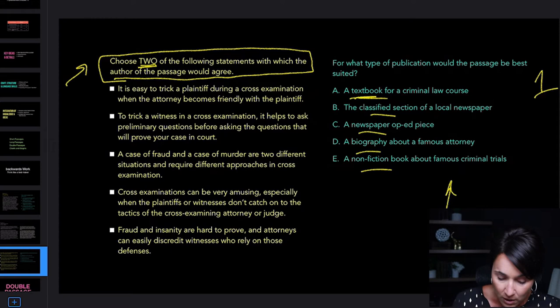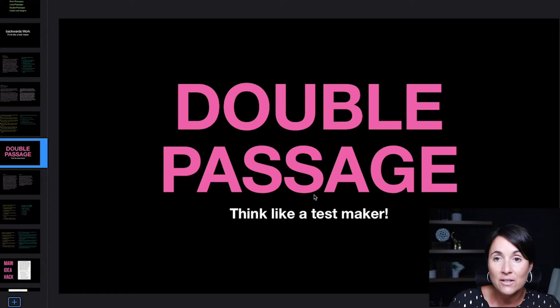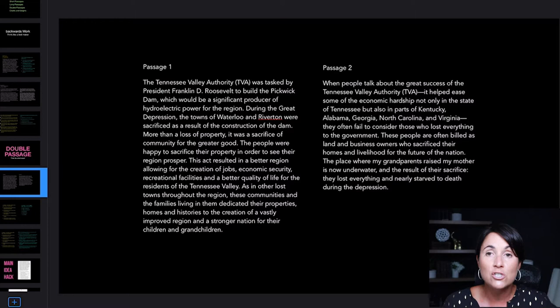Now, the other types of passages you're going to have are the double passages. Now, everybody freaks out when they get the double passages. And I am here to tell you that it's important that you do not freak out, because the double passage is actually very easy. And what I want you to do with the double passage, and I want you to teach your high school, middle school, and elementary school kids this.